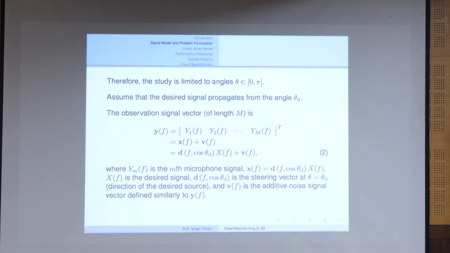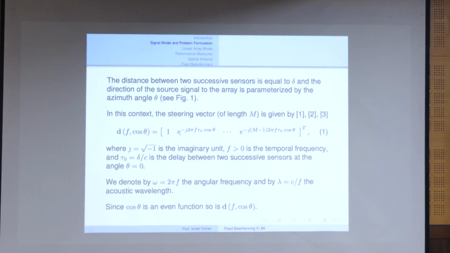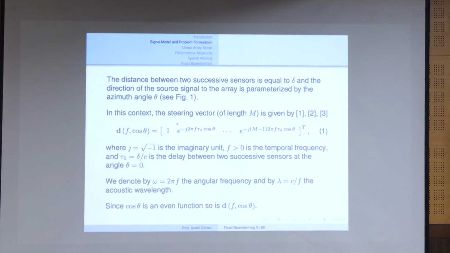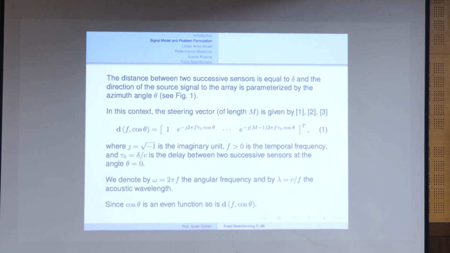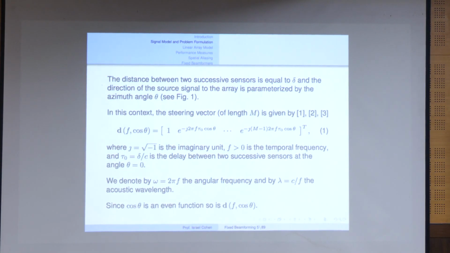Now our model is like this, that y equals d multiplied with x. Actually, it's the same as x1, you see, because the steering vector here, it's always the reference channel. If the first one is the reference channel, we will always have 1 here. The others are just delays in time, which in the frequency domain is an exponential, that looks like that.